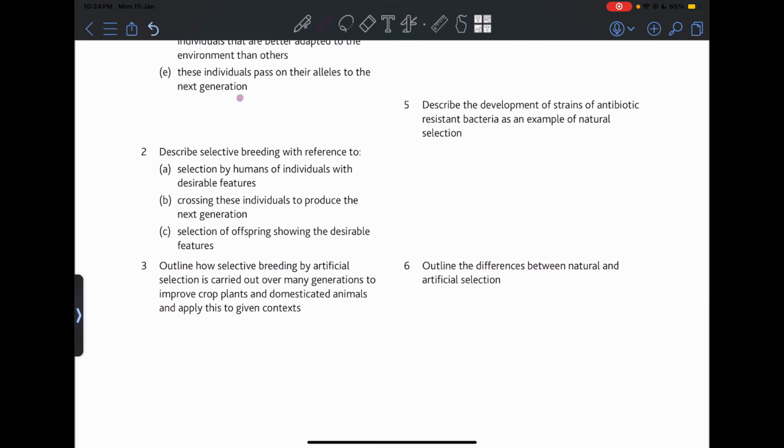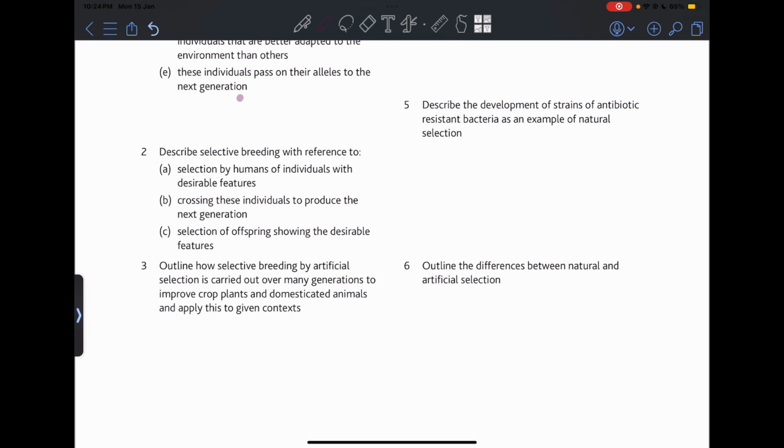Number 2 says describe selective breeding with reference to selection by humans of individuals with desirable features. So selective breeding is actually done by humans, like farmers. Sometimes, for example, let's say they only want black cows, because they produce a specific amount of milk.